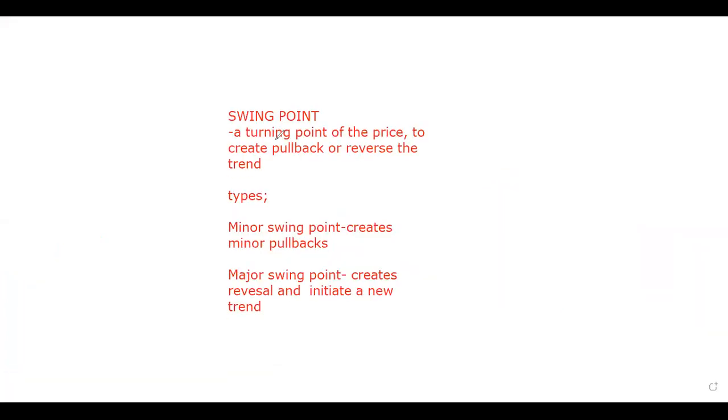A swing point is a turning point of the price to either create a pullback or reverse the trend. So it can be a point where price just creates a pullback, or a point where price reverses and creates a new trend. Basically, we have two types of swing points. We have minor swing points, which are the ones that create minor pullbacks, and then we have major swing points, which create reversals and initiate a new trend. Let's go and see it on the chart.